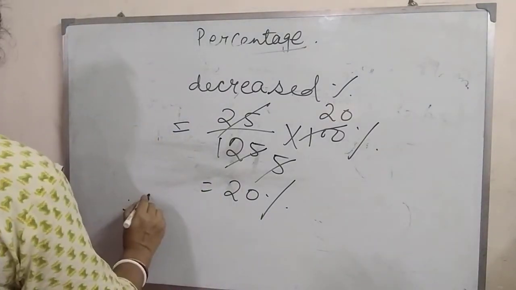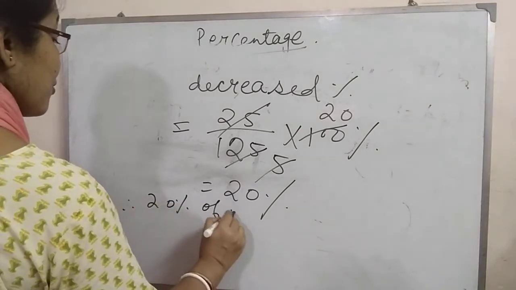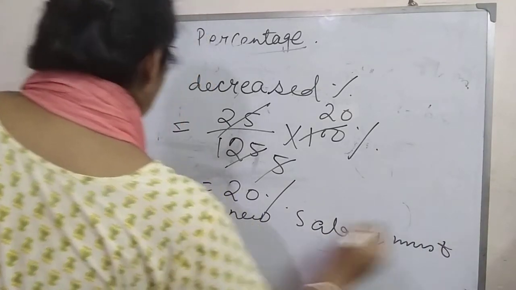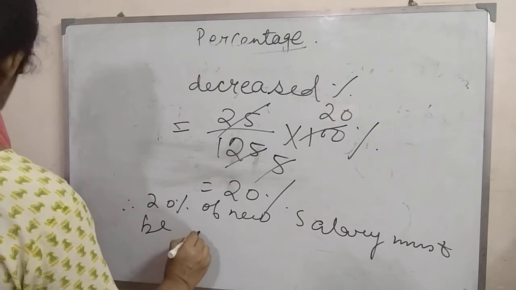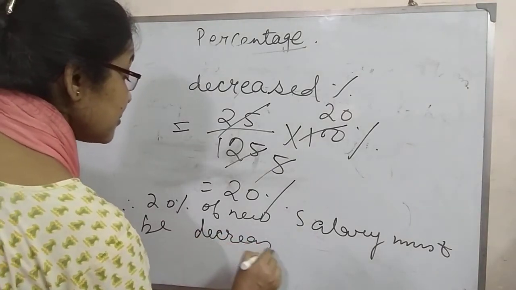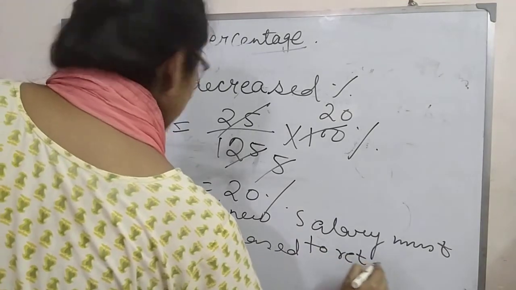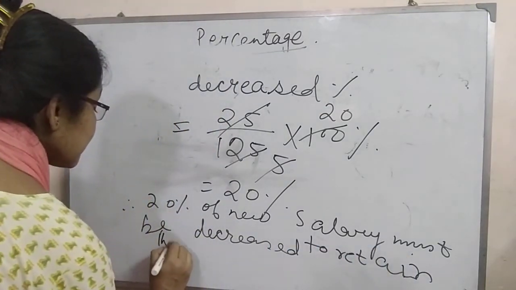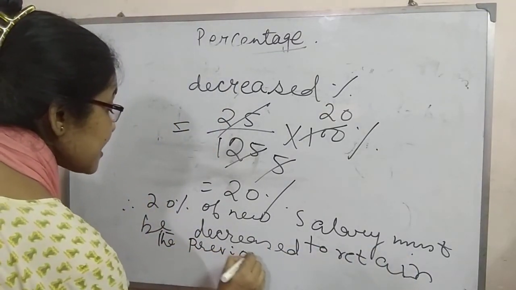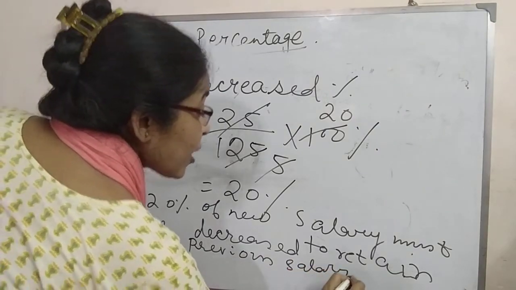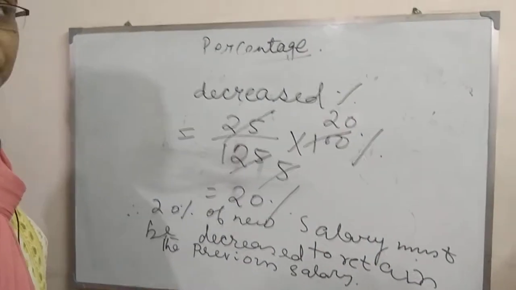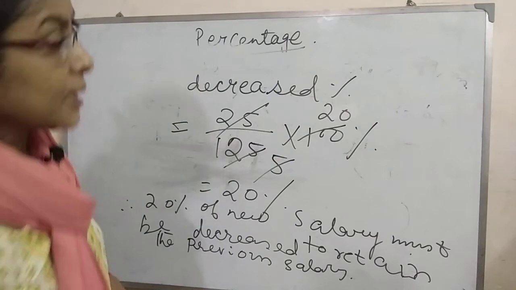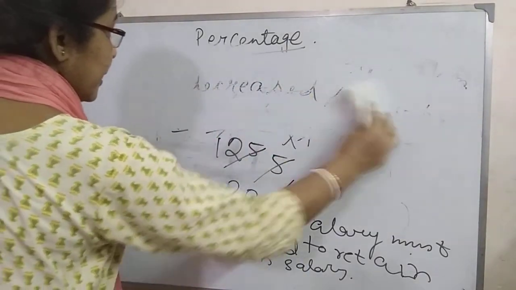So 20% of new salary must be decreased to retain the previous salary or original salary. That means original salary, that means rupees 100. Okay. This is sum number 11.